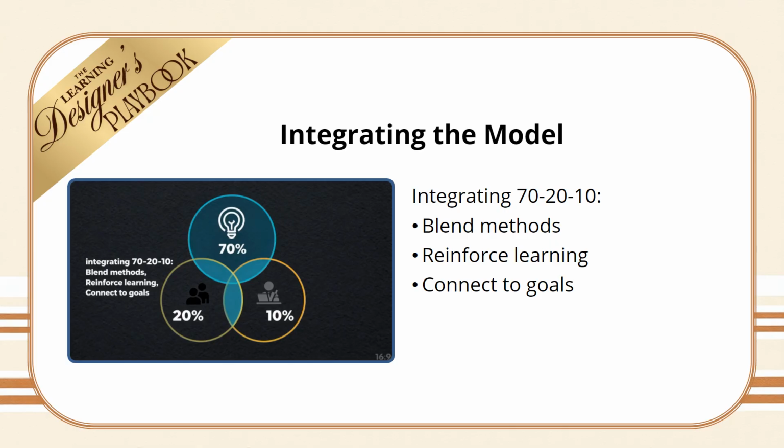Integration also ensures programs remain relevant to organizational goals. The 70 provides context and application. The 20 adds guidance and shared learning. The 10 ensures structured knowledge and consistency. Together, they create a balanced system that accelerates development. Without integration, training risks becoming fragmented. Programs that weave together 70-20-10 deliver lasting behavior change and results.